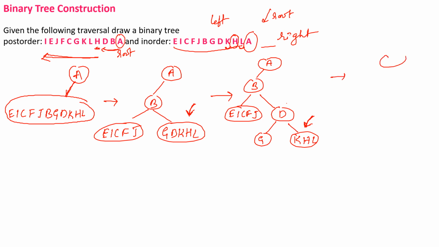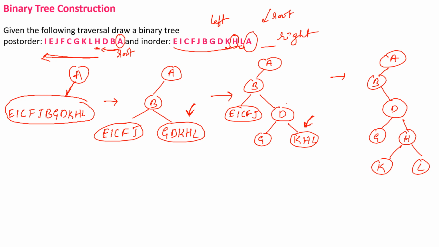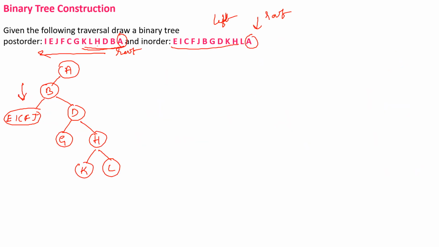So that means A is the root node and left child is B and right child is D, and here we have G and H is the parent and K and L are left and right child of H, and here the left subtree of B contains nodes E, I, C, F, J. Now we are supposed to decide which is the parent among these nodes. That means we have considered all these nodes in the post order traversal. The next node in the post order traversal is C. So that means among these nodes C is the parent here.